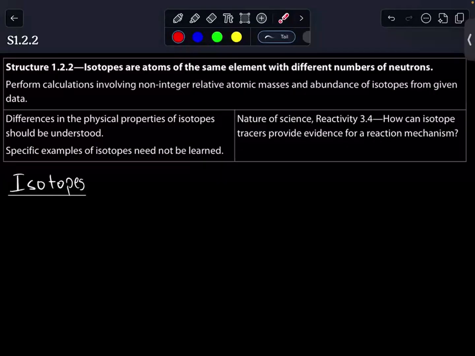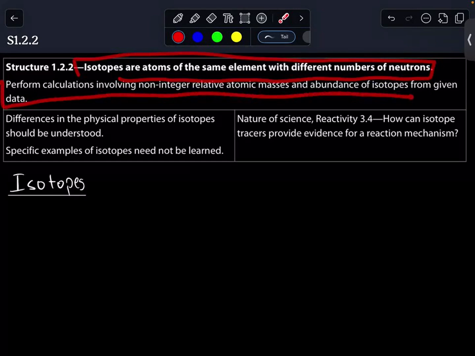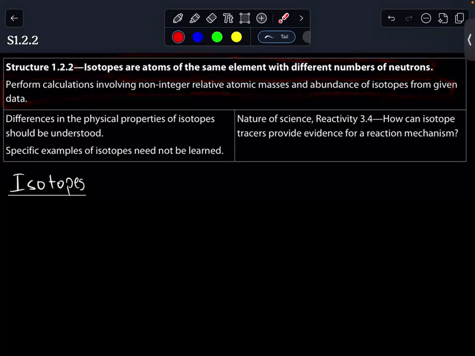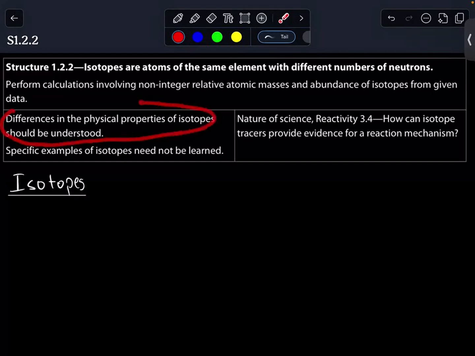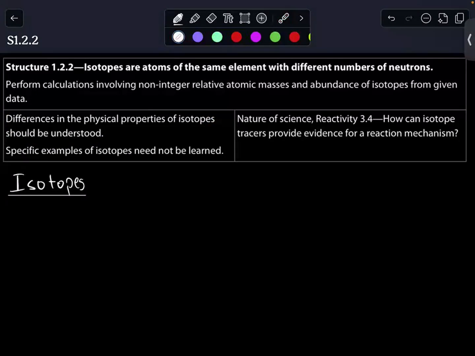This is Lesson 5, Structure 1.2.2, and we're going to be covering isotopes. They're atoms of the same element with different numbers of neutrons. We're going to be able to perform calculations involving non-integer relative atomic masses and abundance of isotopes given from data. And we're also going to briefly discuss differences in physical properties of isotopes, and we'll actually be able to explain that more later on as we cover intermolecular forces. But without further ado, let's begin.